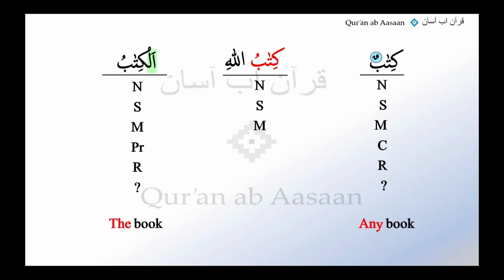Up until this point, we are fine. But now the real question is, when you reach here, is it a common or a proper noun? The indicators that I have learned: for the common noun, I know that there should be tanween at the end, and for the proper noun, I know that there should be al at the beginning. And I can't see either of these here. So what am I gonna do?